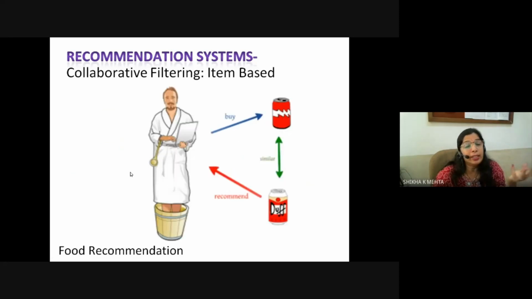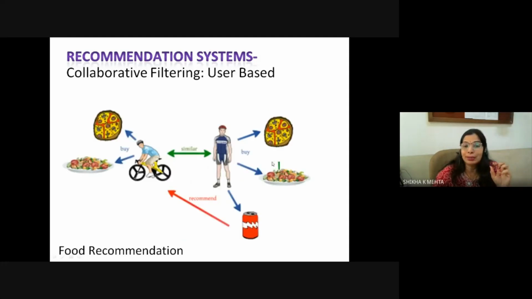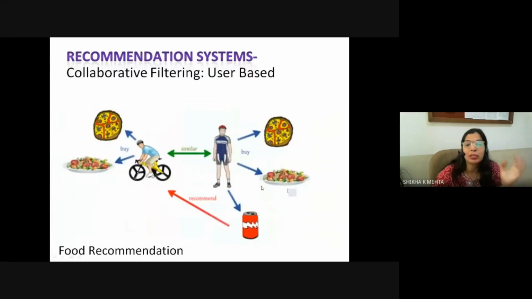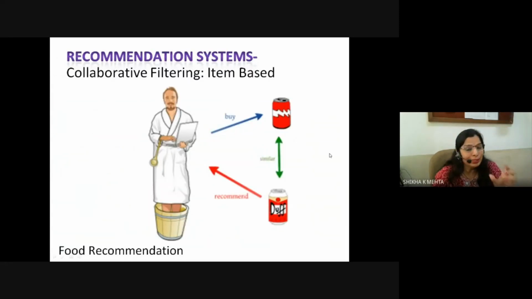Then the item-based collaborative filtering. In item-based collaborative filtering, the person has purchased one soft drink. When some other soft drink was available, we say that the item was similar, so this new soft drink was recommended to the user. This is how the recommendations are being generated. Then the question comes: everywhere we are talking about similar users, similar items, similar content, so how is this similarity computed?